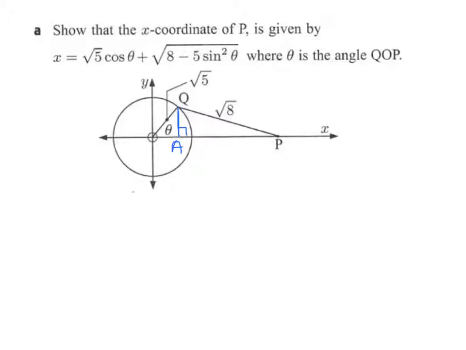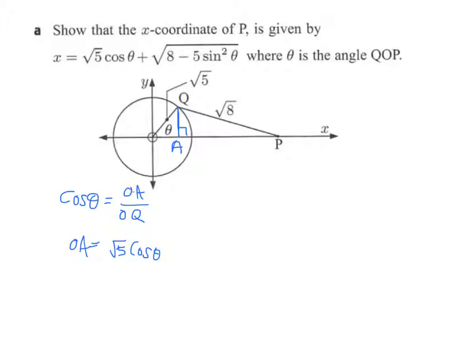Let's try that. So the triangle OQA immediately allows you to see that cosine theta is OA over OQ, and OQ is given as root 5. So there you have it, the OA, which is the first part of the expression.